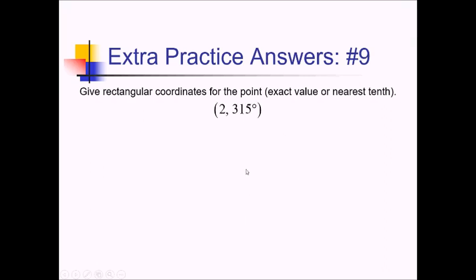For this problem, we're trying to convert 2, 315 degrees into a rectangular point. So to do this, given an r and a theta, to get the x value, we need to do r times the cosine of the theta. So in this case, that's 2 times cosine of 315. We're going to have to use a little reference angle magic to make this happen.